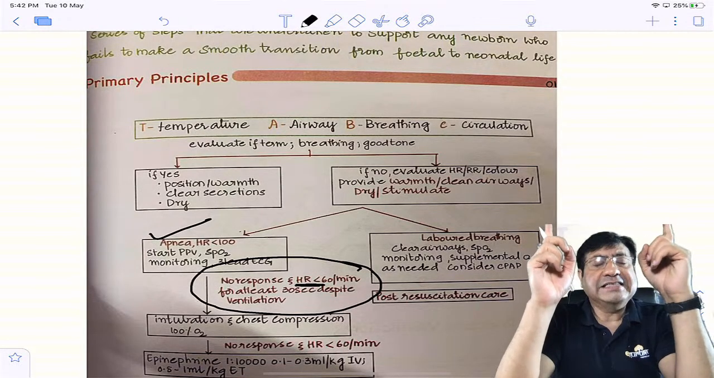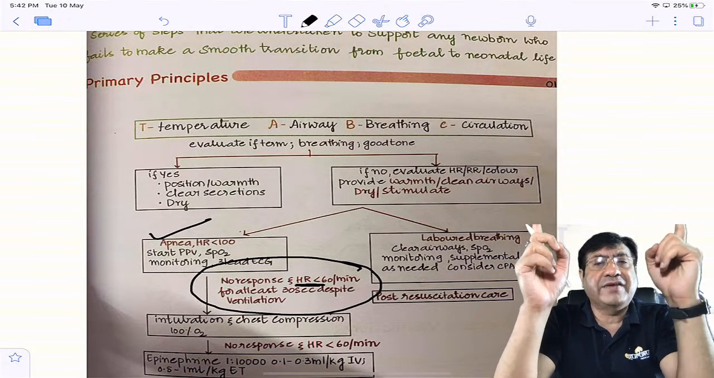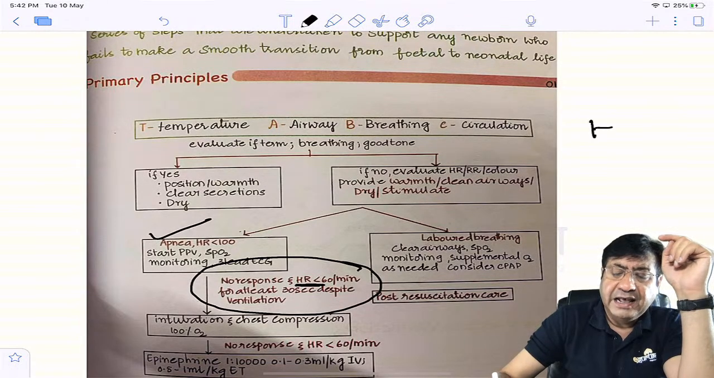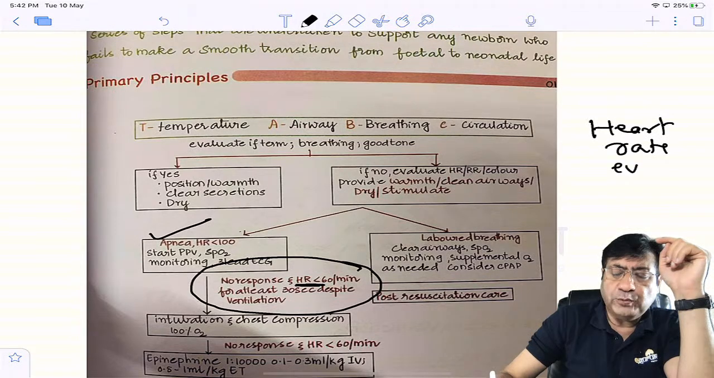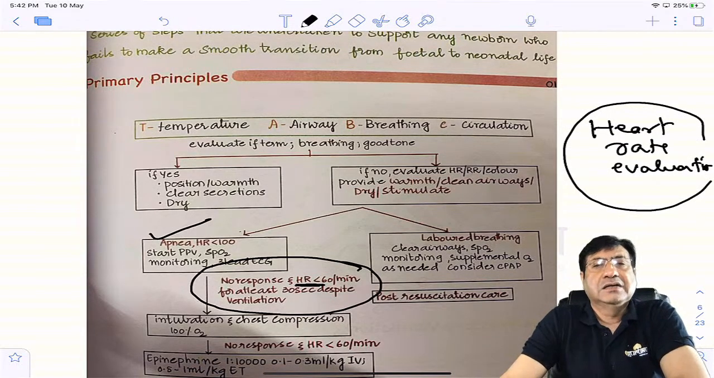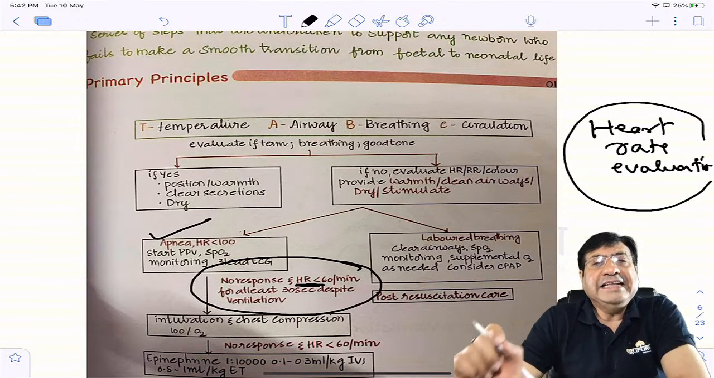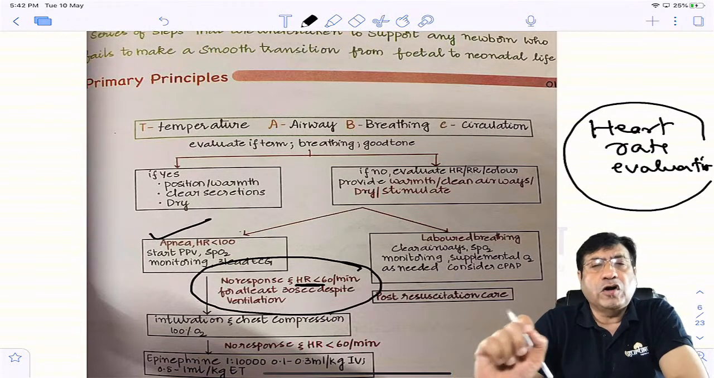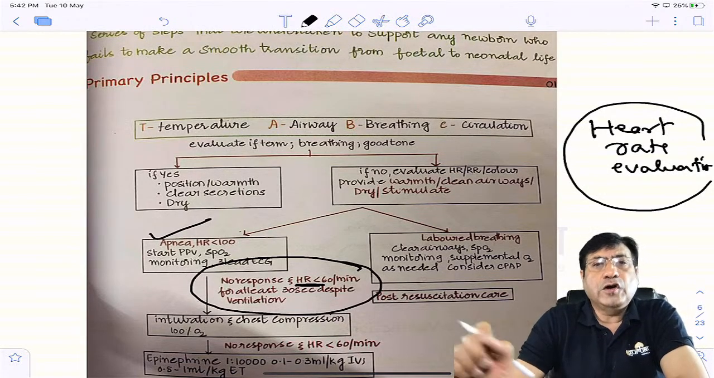Now here, one of the things that I mentioned was heart rate less than 100. So you can very easily understand that heart rate evaluation is one of the best ways to evaluate the success of each step of neonatal resuscitation. At each step, you will not be looking at the respiratory rate, you will not be looking at the color change, you will be focusing on the heart rate.